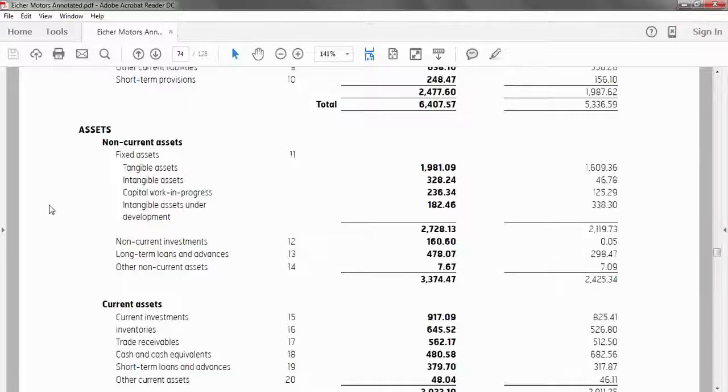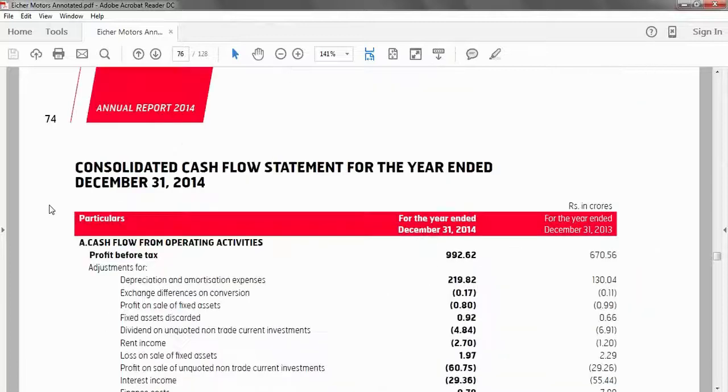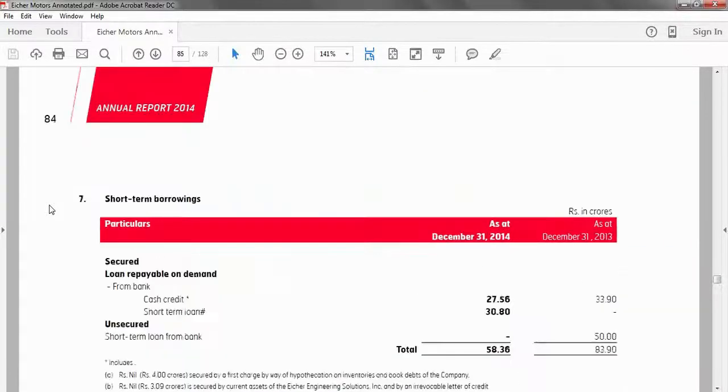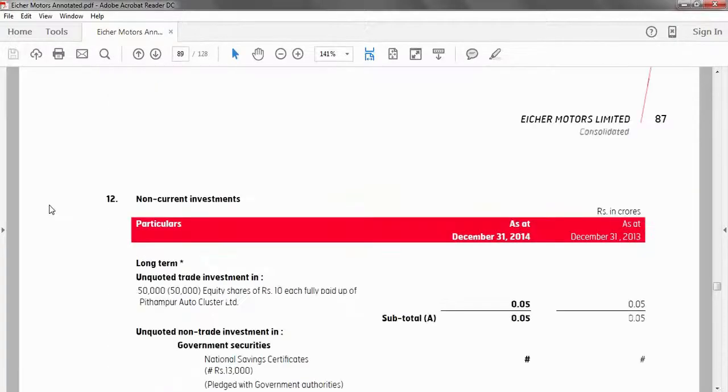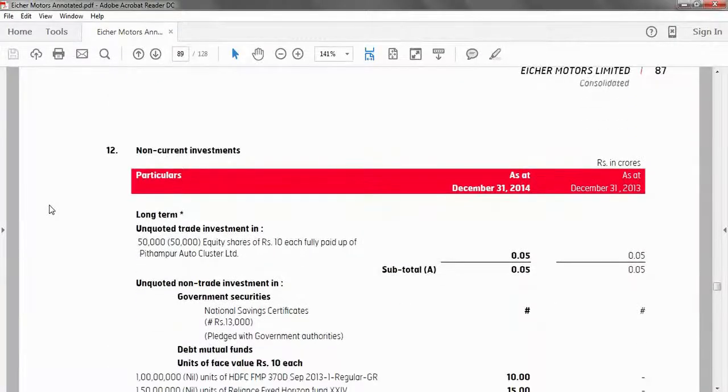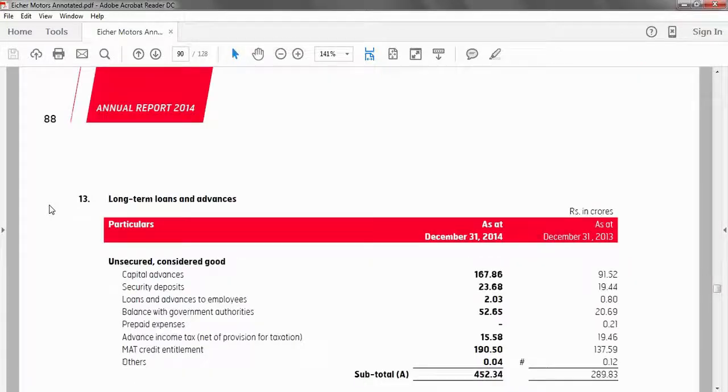Let's look at the balance sheet, and let's go to the notes. So let's talk about note 12 onwards, where we get this. Note 12 talks about non-current investments. They would have investments in certain companies that would come here. Then you have long-term loans and advances, which talk about any kind of capital advances, security deposits, loans and advances to employees, etc. Balance with the government authorities that you've already paid, that's there.